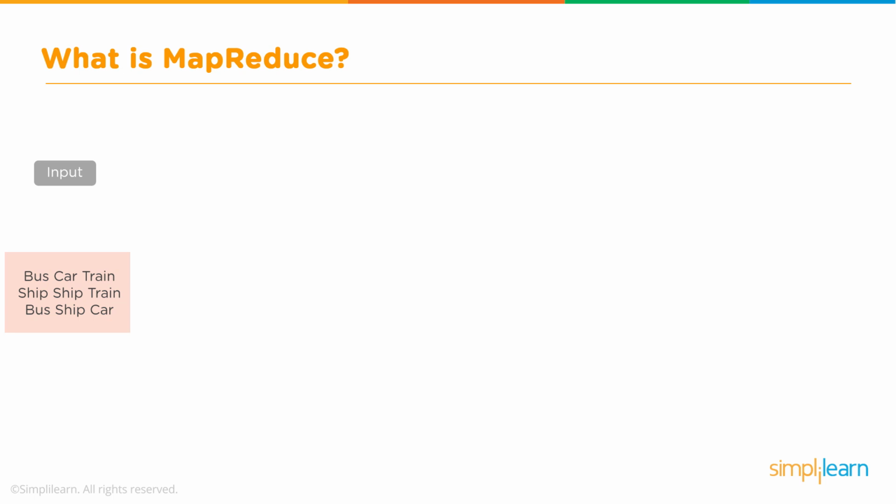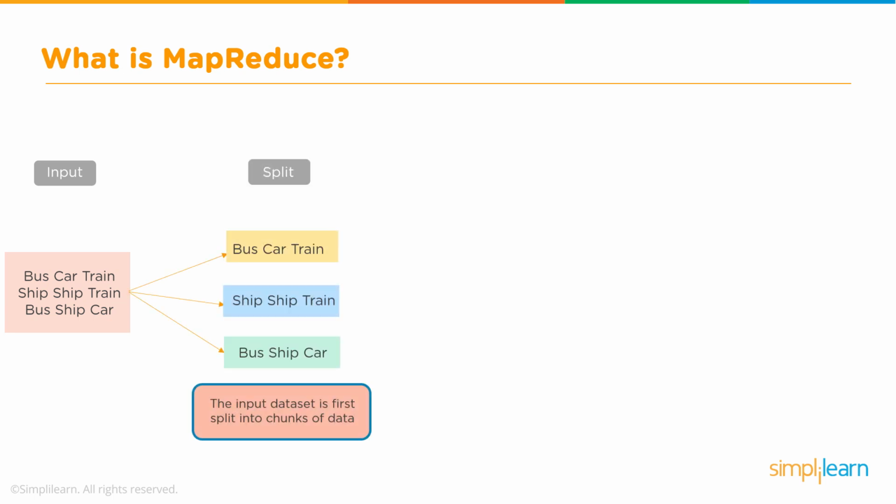The input in this case has 3 lines of text. So we have 3 separate entities. We have bus, car, train, ship, train, bus, ship, car. And so we split that up into our 3 entities. If you're in a database, this might be a row, since you have rows and columns. Each one's going in and we're going to process that row, just one row at a time. So the input data set is first split into chunks of data.